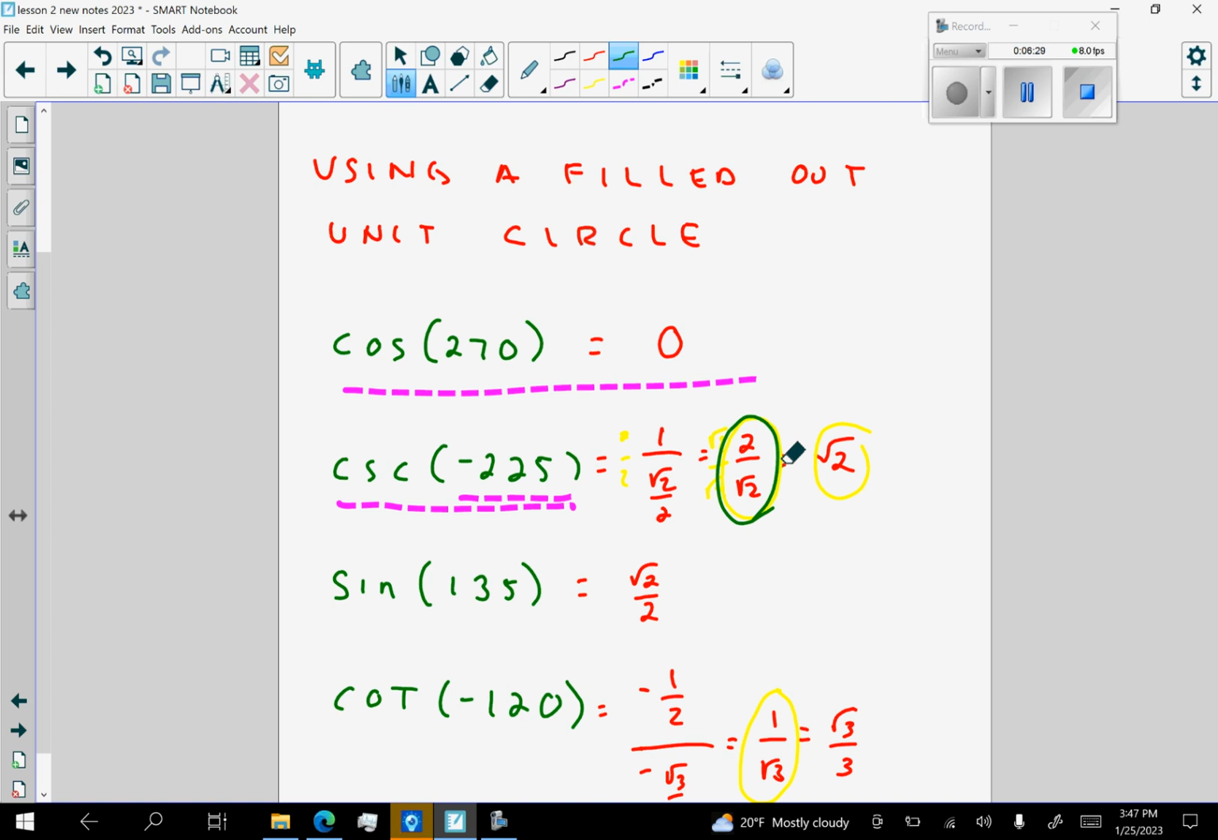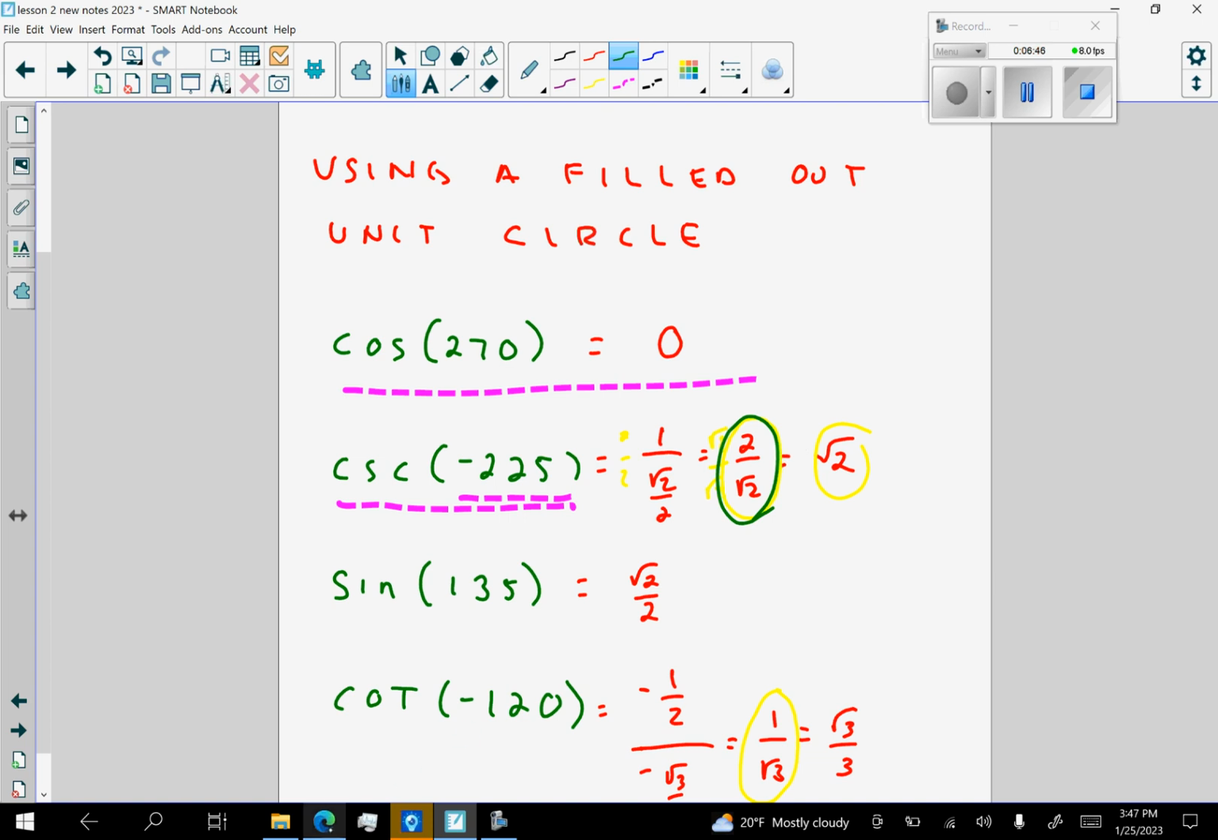I'm trying to give a couple examples of where you have complex rationals as the result of your trigonometric ratios. And then let's go another example, the sine of 135 degrees. What is the sine of 135 degrees?